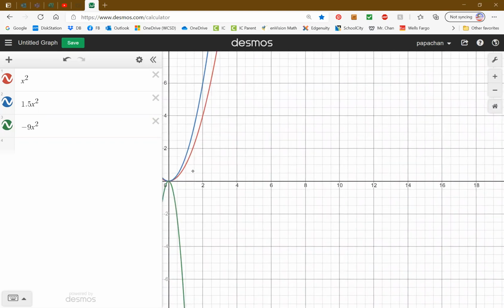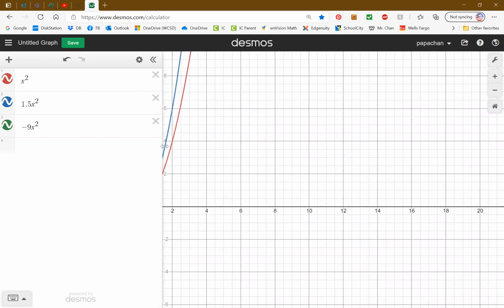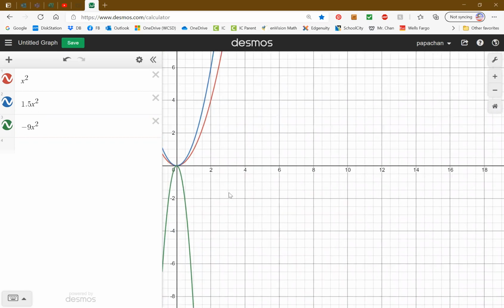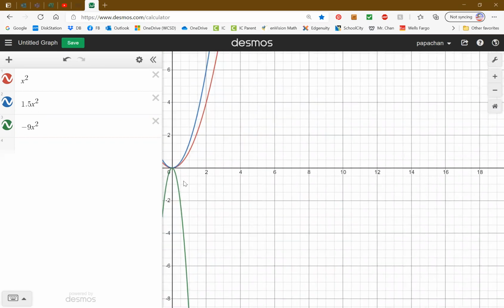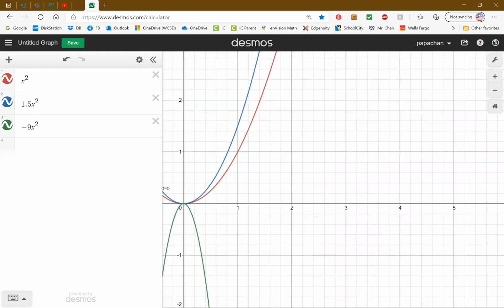The original parent function is in red. The blue one is hard to compare, but it's above the red one. The blue one is for number 7. It's been stretched upward further. It's higher up. Whereas number 8, the negative flips it upside down, and with the 9, it's much, much more extreme. Let me zoom in a little bit better so you can see that relationship there.